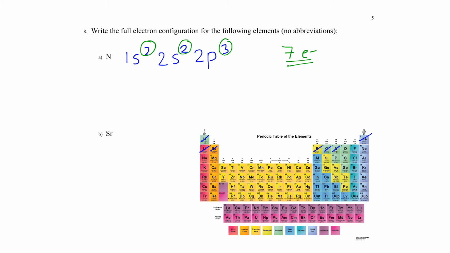Okay? Now, for the next example, for strontium, this one's going to be a little bit longer, because if you are thinking ahead a little bit, if we have to go through all of the earlier elements to get to the element we're writing electron configuration for, the lower the element, the longer the configuration will be.